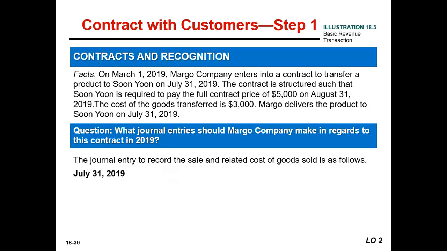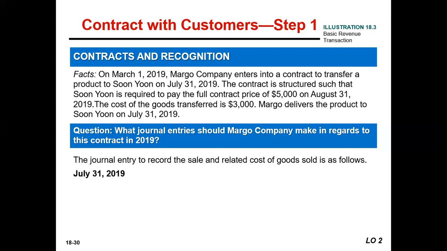So another example here, contracts and recognition. On March 1, 2019, Margo Company enters into a contract to transfer a product to Sun Yun on July 31, 2019. So the contract was made on March 1, and there was an agreement to transfer it on July 31st of the same year.